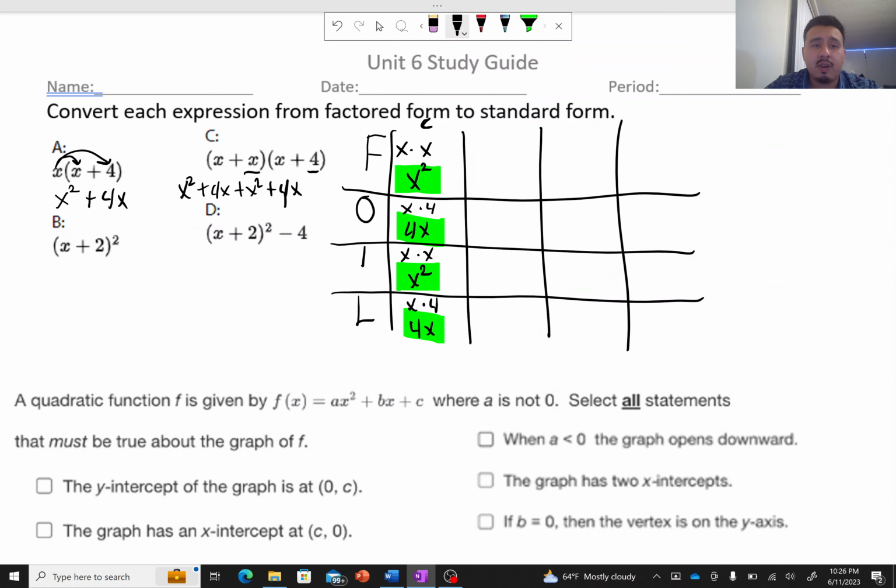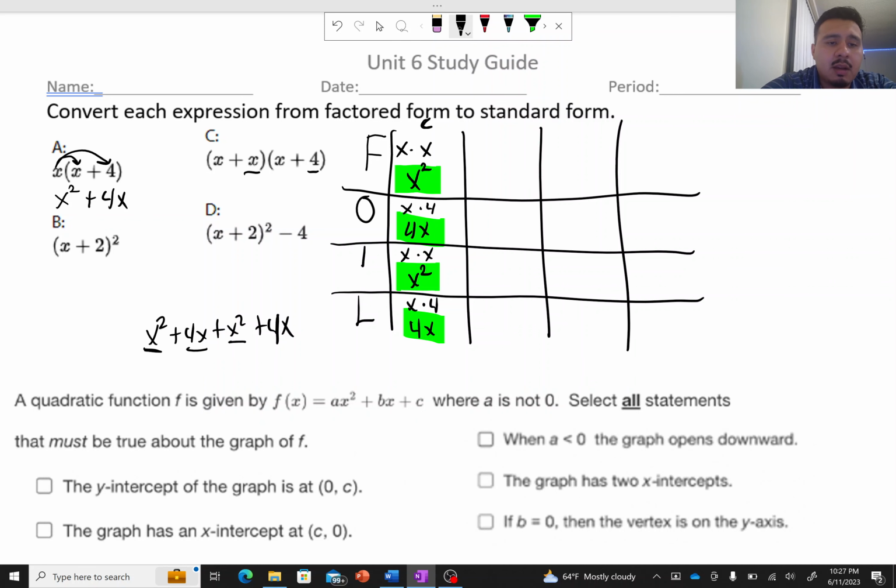If I was to simplify that, let me write it down here so I can write out the answers. X squared plus 4x plus x squared plus 4x. I can combine like terms. I can combine the x squared terms, and I can combine the 4x terms. That'll give me 2x squared plus 8x. Perfect. We are done with letter C.